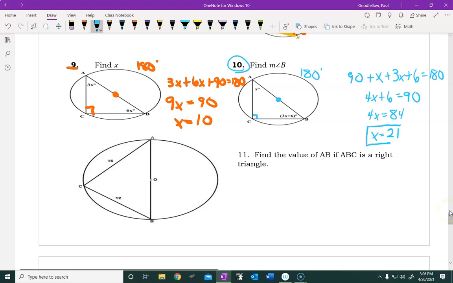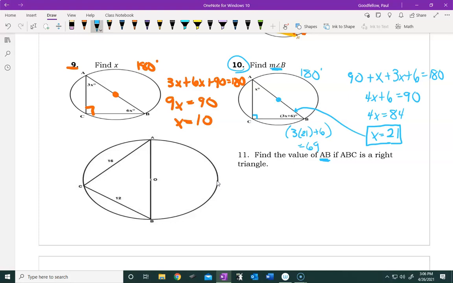Now, I shouldn't have stopped right here and said x is 21. I think they're looking for angle B, so you'd have to plug that number back inside there and come up with an answer. 3 times 21 plus 6, and that'd be 63 plus 6, which would be 69, the angle size. Okay? Now, number 11. Find the value of AB if AB is a right triangle.